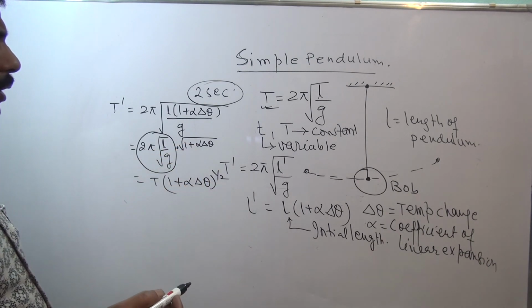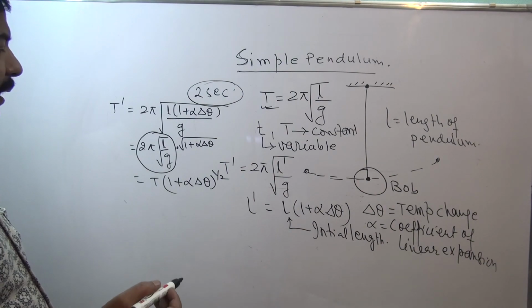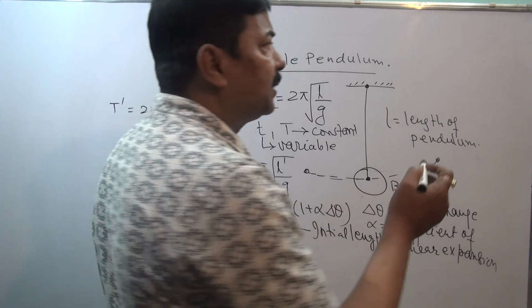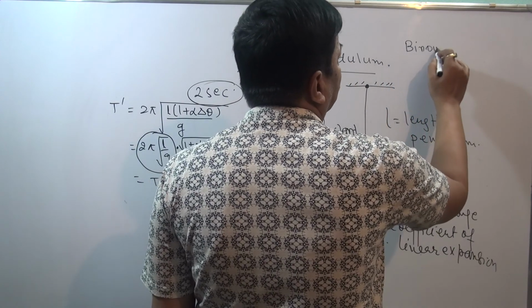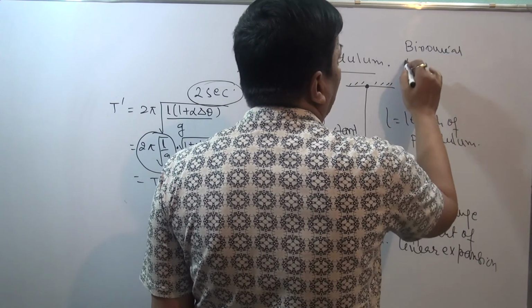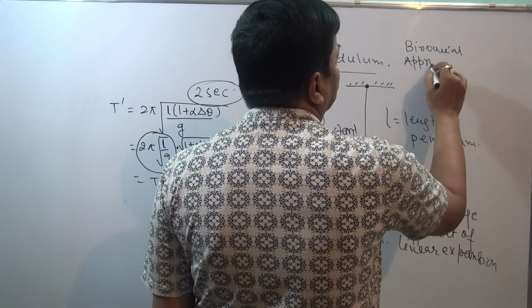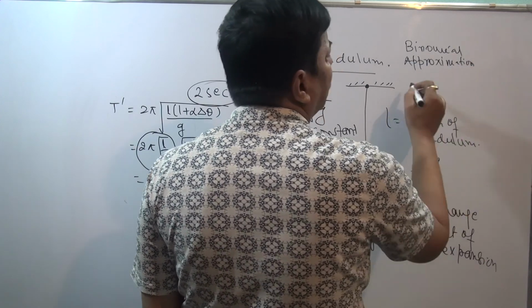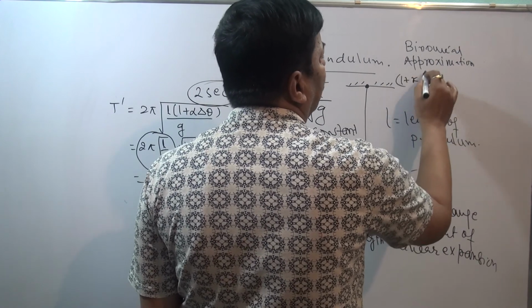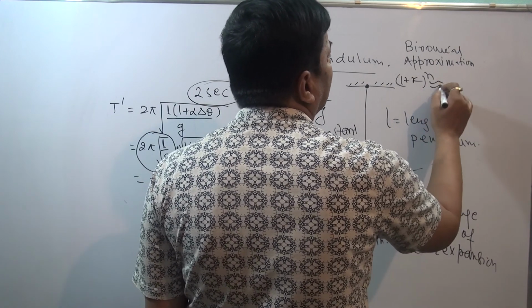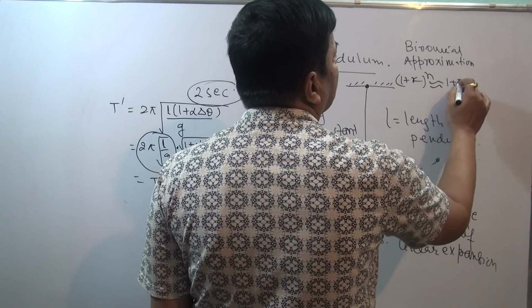Now I will be using the binomial approximation. So what is binomial approximation? Binomial approximation is basically 1 plus x whole to the power n is approximately equal to 1 plus nx.